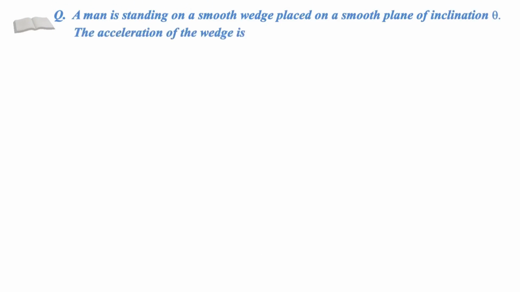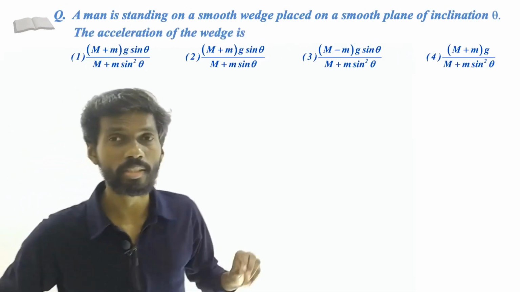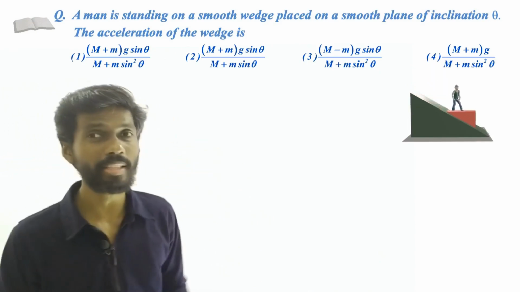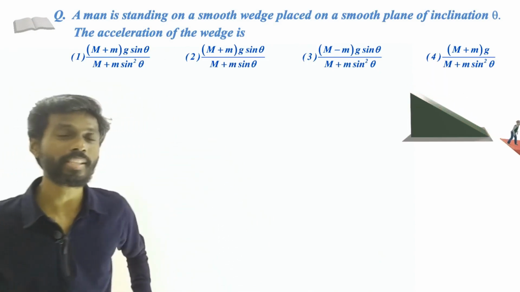A man is standing on a wedge placed on a smooth plane of inclination theta. The acceleration of the wedge is? Here we have a wedge placed on an inclined plane and someone is standing on the wedge. This system is sliding on the plane. Now we have to find its acceleration.